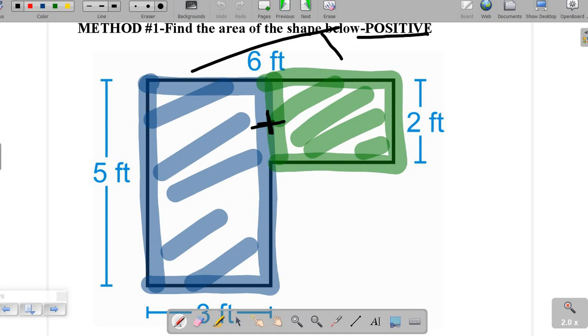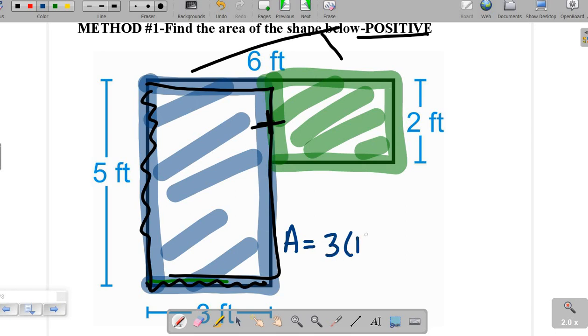So let's do this first method. We're going to do it the same way both times. So taking a look here, I see that my length here is 3 and my width here is 5. So my blue rectangle, that area is 3 times 5, which of course is 15. I check for units. Feet squared.